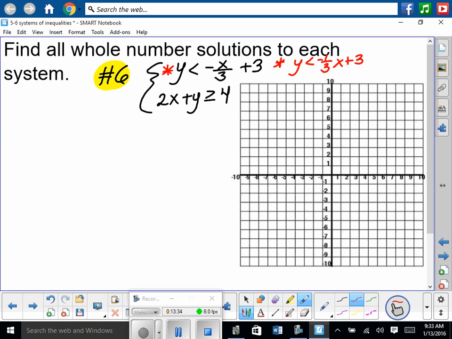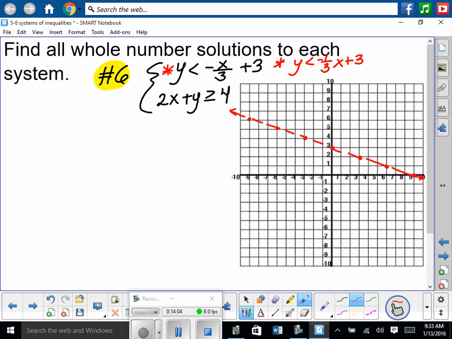So I'm going to graph that. So I go up 3, then I go down 1 over 1, 2, 3, down 1 over 1, 2, 3, down 1 over 1, 2, 3. Up 1 over 1, 2, 3. And it is less than, not including the line. So I do a dotted line here, which says it's not including.